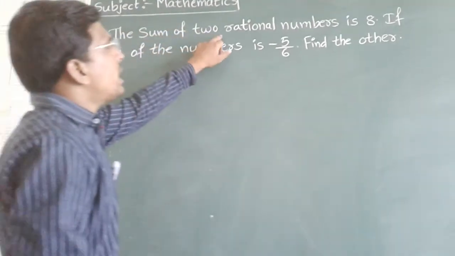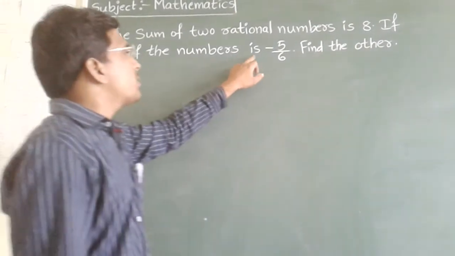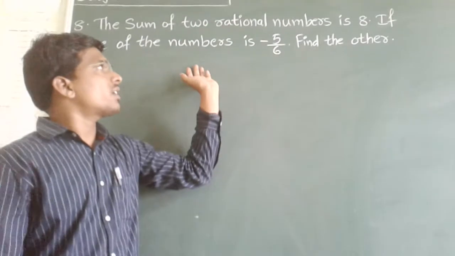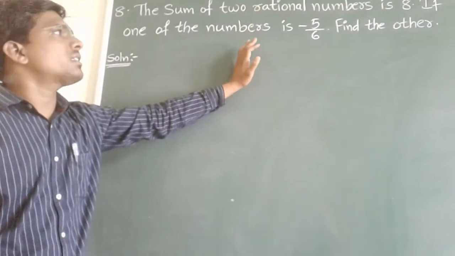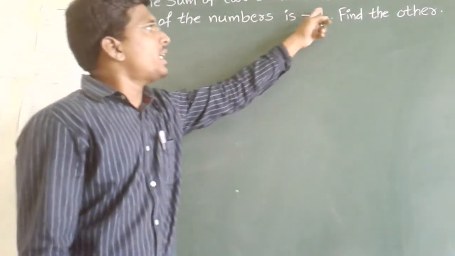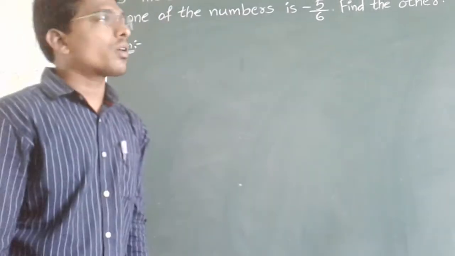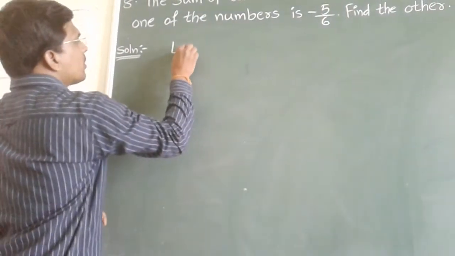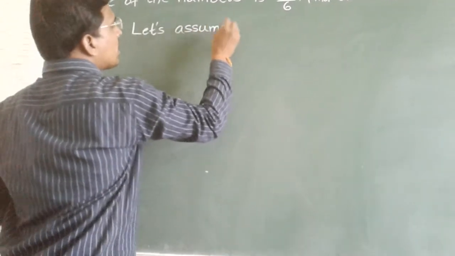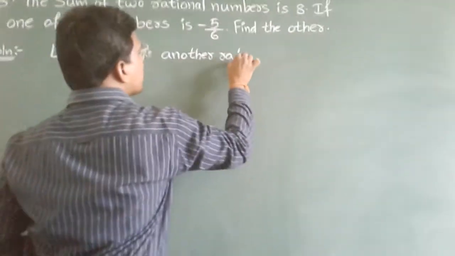The sum of two rational numbers is 8. If one of the numbers is minus 5 by 6, find the other number. So here one more question is given. The sum of the two rational numbers is 8. In these two rational numbers, one number is given as minus 5 by 6. So here we have to find the other rational number. Okay. See, let's assume another rational number. We don't know that other rational number, so we can assume it as x.